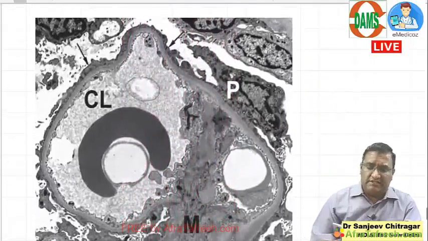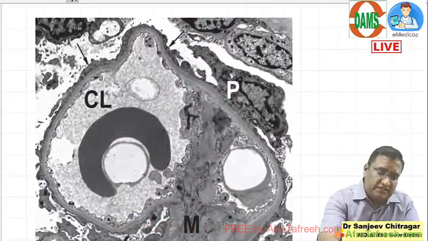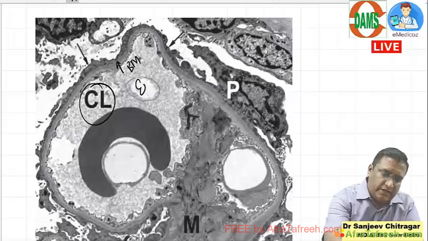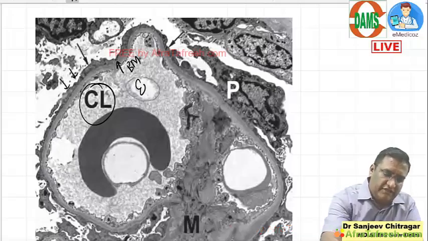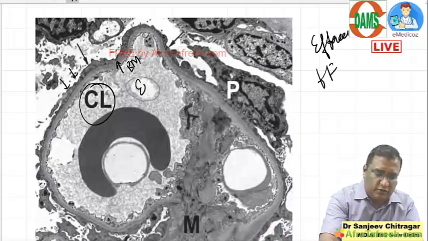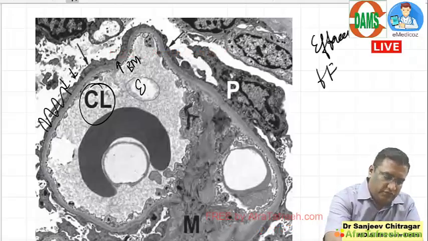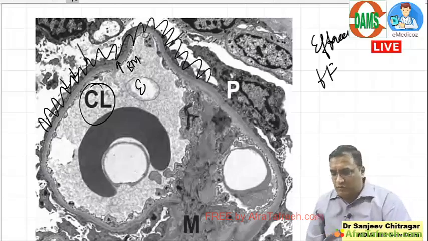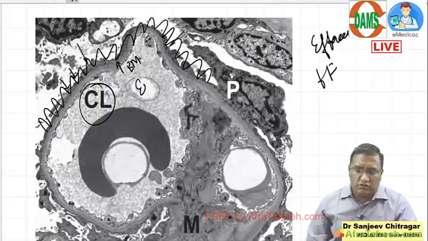So again, look at this. This is another electron microscopy. This is on the capillary. CL is written, capillary loop. This is your basement membrane. And on the other side, there is effacement of foot processes. Normally you should have had foot processes here like this. So they are already lost. There is loss of foot processes. Yes, loss of foot processes.